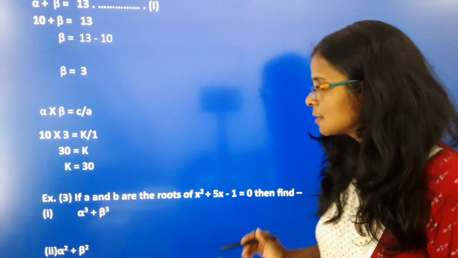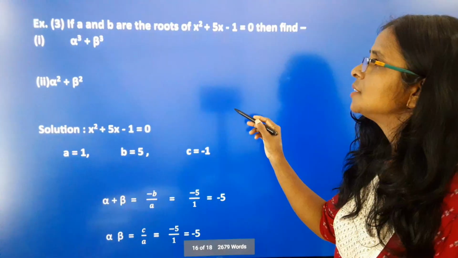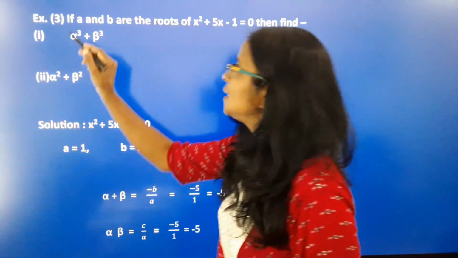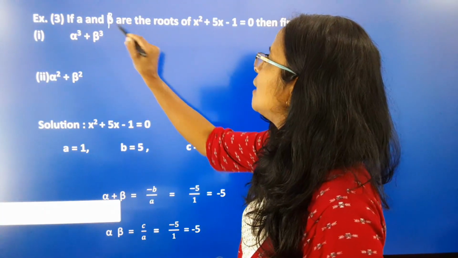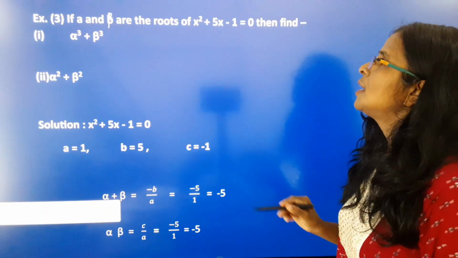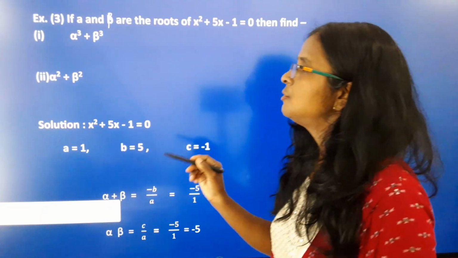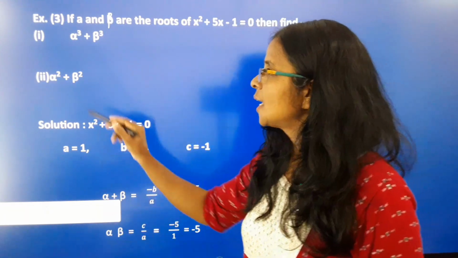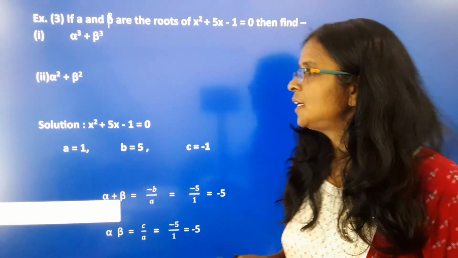Okay students? Now see the third example. If alpha and beta, here again there is a mistake, alpha and beta are the roots of x square plus 5x minus 1 is equal to 0, then find first alpha cube plus beta cube, and second alpha square plus beta square. So how can we find out?